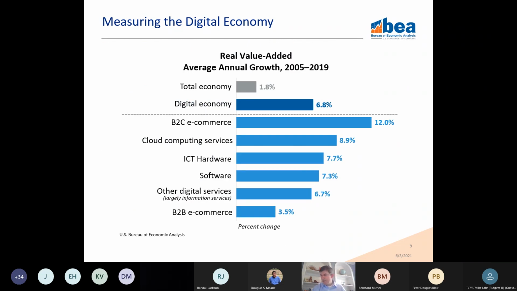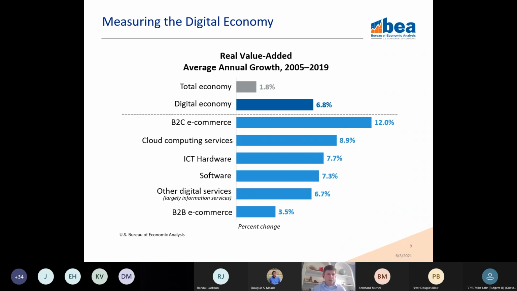Here are some initial results from that work. So you can see here, from 2005 to 2019, the digital economy grew at an average annual rate of 6.8%, compared to about 1.8% for the total economy. Unsurprisingly, much faster growth for the digital component than the broader economy.